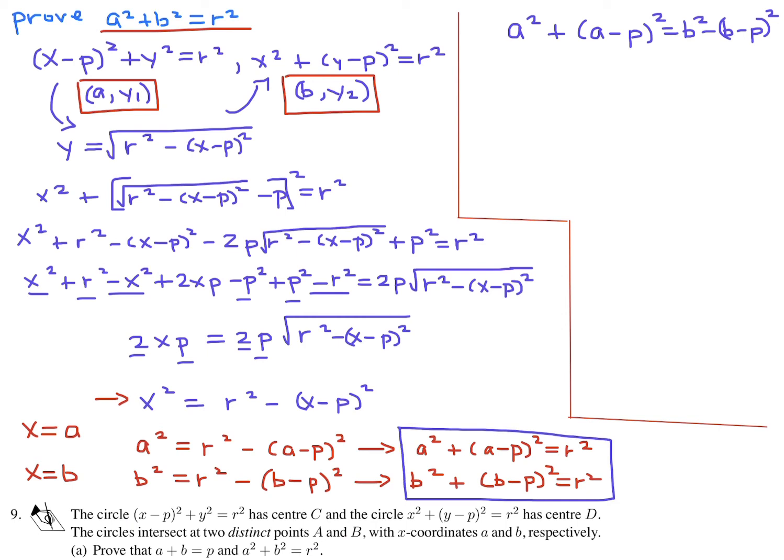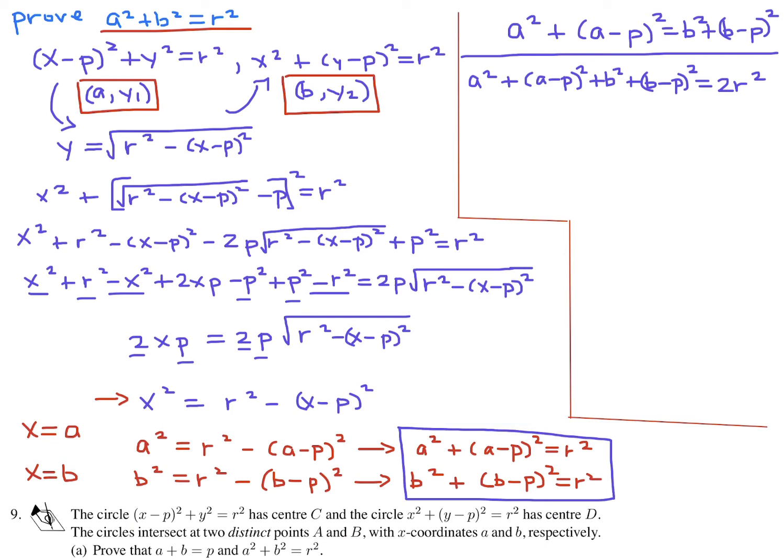How about if I add those two? I'll keep my r's by doing that. Okay, let's try that approach. On the right side, I'll have 2r². On the left side, I'll have a² + (a − p)² + b² + (b − p)² like that. Okay, I think this is promising. Let's expand all this out.